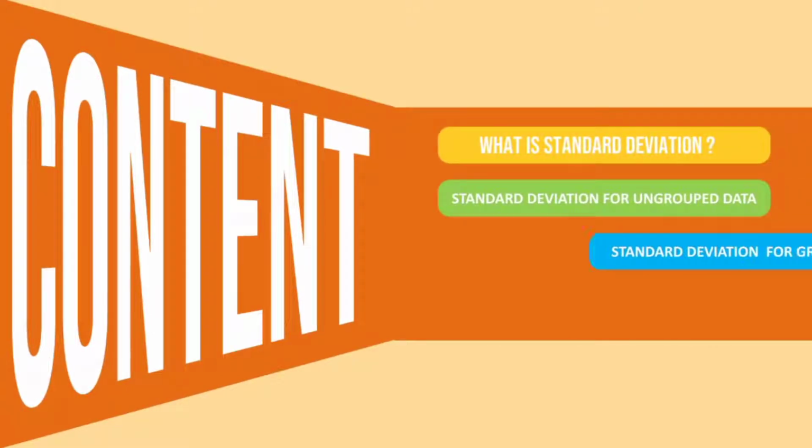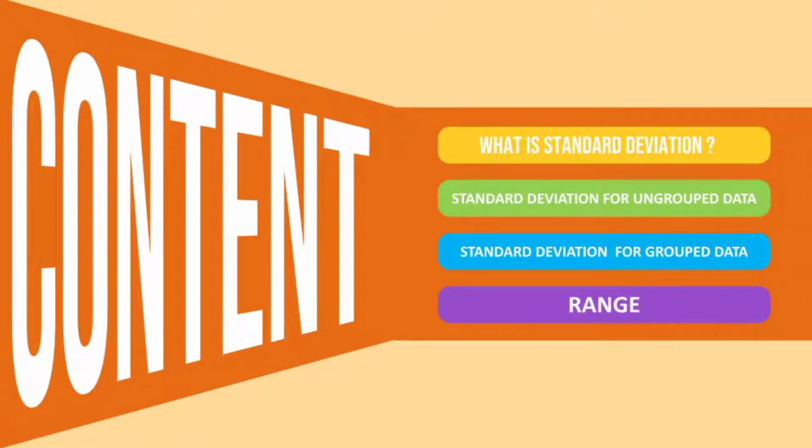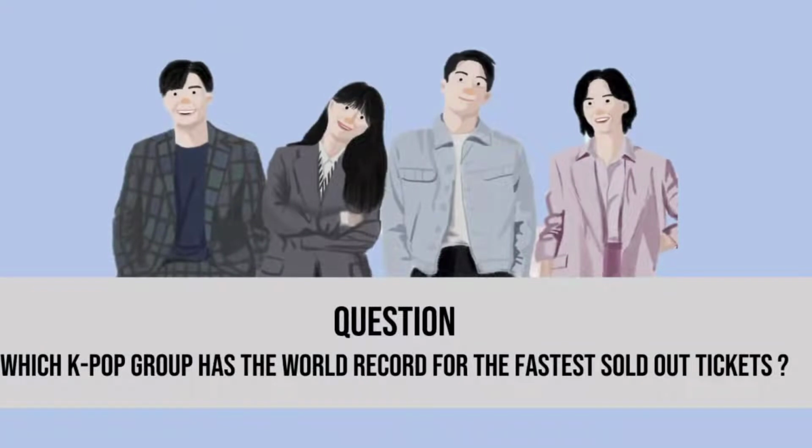And here are the contents, or menu, so to say, on what I will be teaching you for today's video. First, I will be teaching you about range. Second, what is standard deviation? Third, standard deviation for ungrouped data. And of course, we can't have standard deviation for ungrouped data if we don't have, fourth, standard deviation for grouped data.